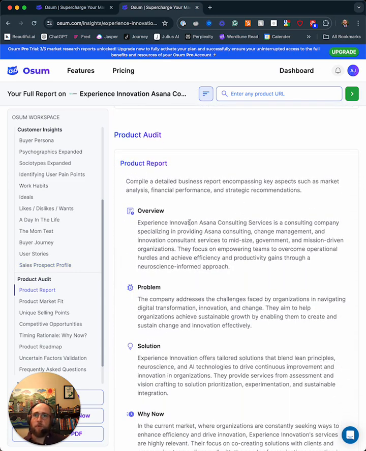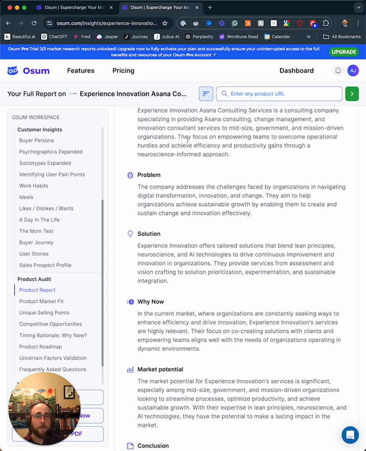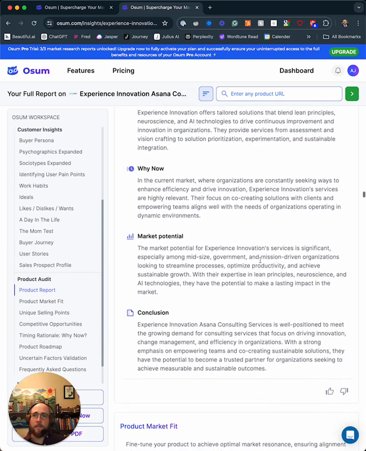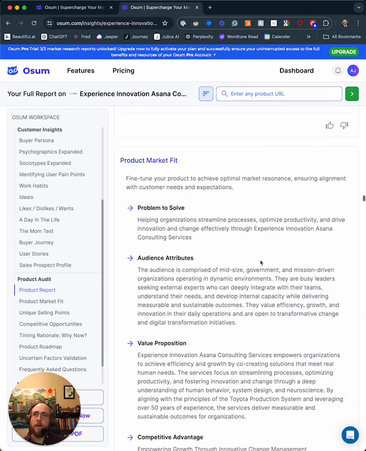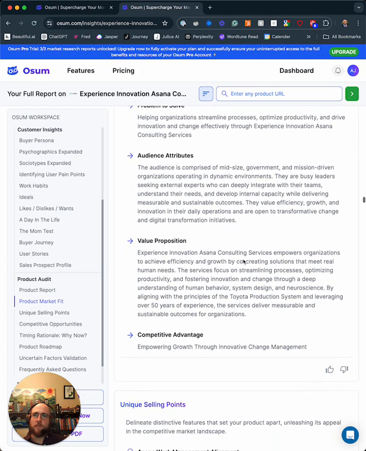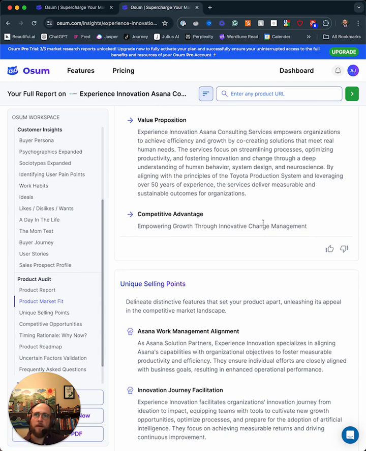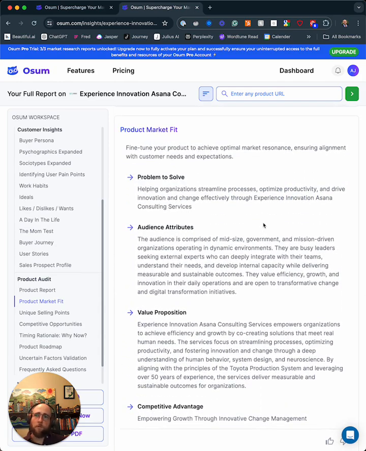So in terms of the product audit itself, not so much applicable to us as we're service-based, but they did do a good job, they being the Osum team, of designing their outputs so that it assesses that, hey, we're service-based, and here are our different product offerings. In terms of product market fit, I appreciated this. This was good. Though unfortunately, none of this was overly insightful. This was really everything that you'd be able to quickly find on a website. Some of this was even copied word for word directly from our website.